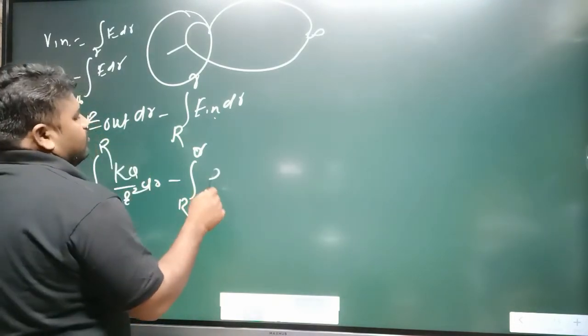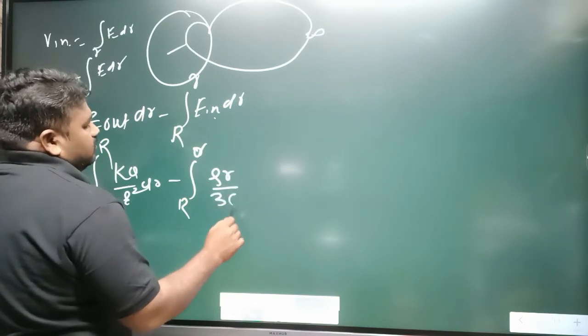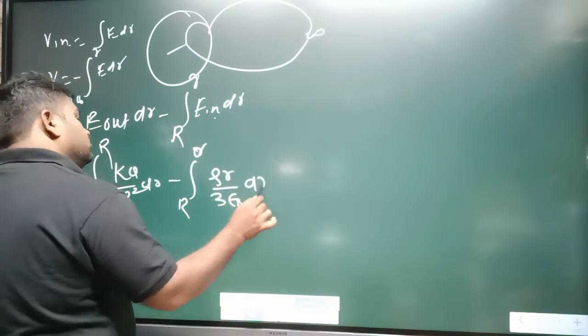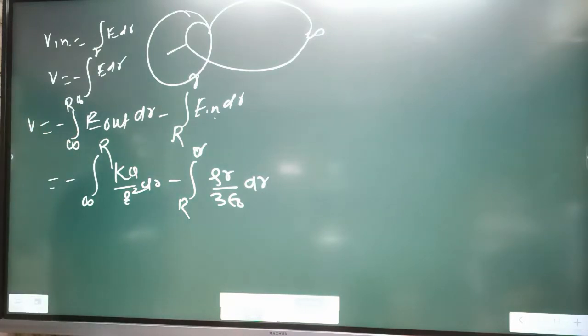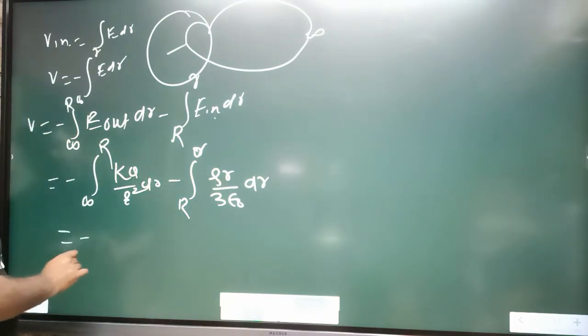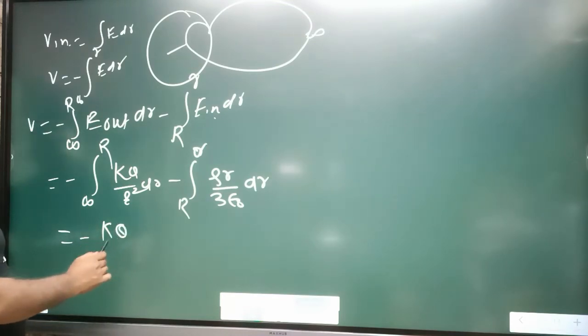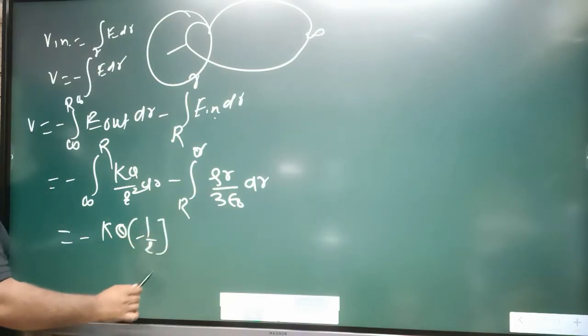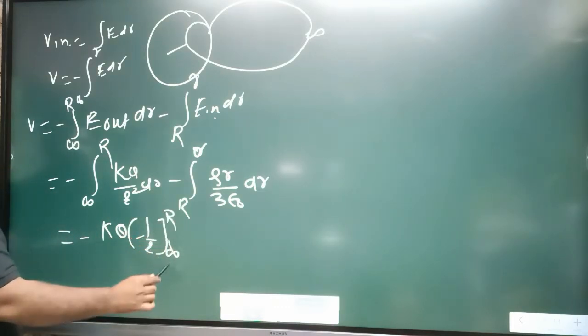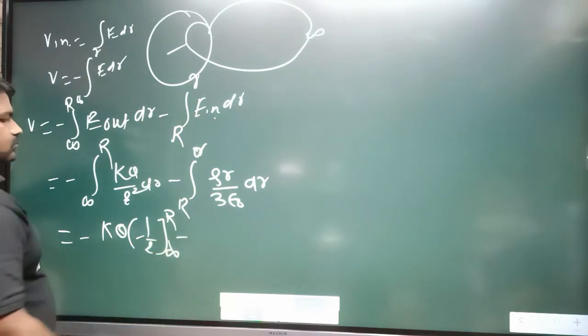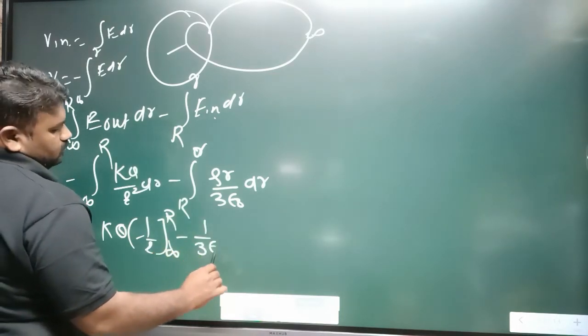Here there will be KQ upon small r square. Wait. Okay, rho upon rho. We need to take out the charge. 1 upon r, minus 1 upon r. KQ by minus 1 upon r, into minus 1 by r. KQ upon R square, minus 1 by r, 0 to r, r square by 2.